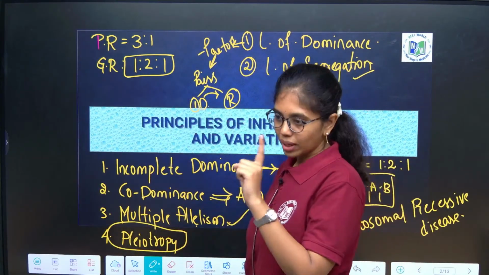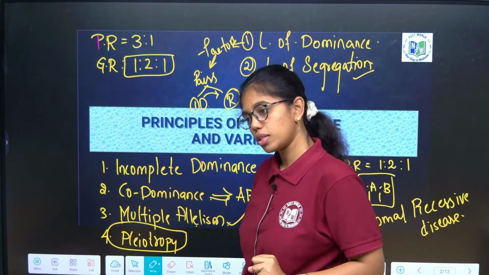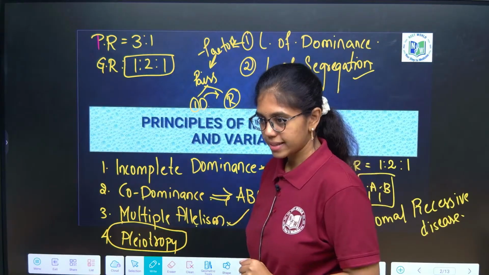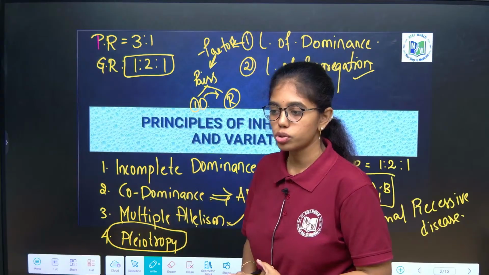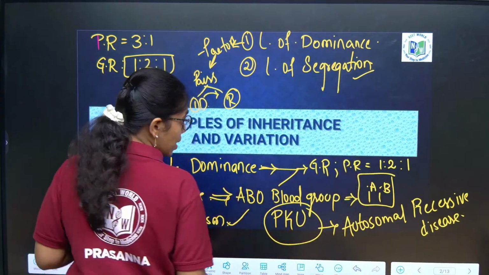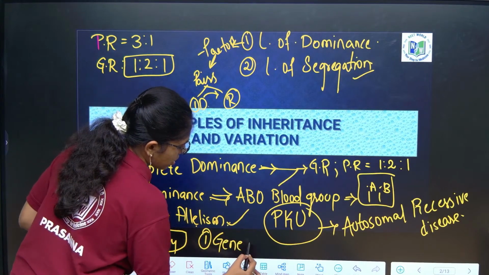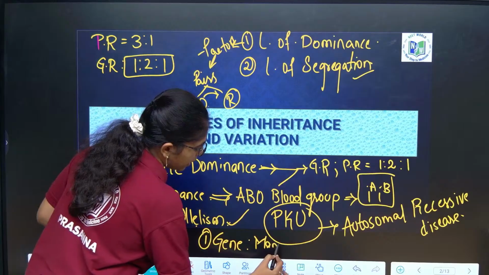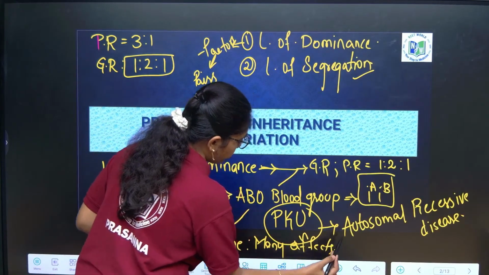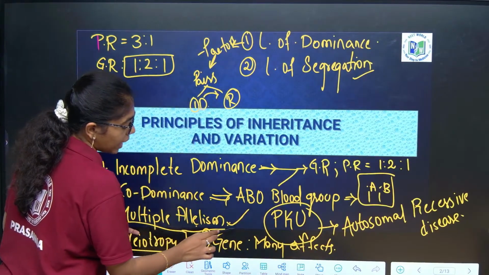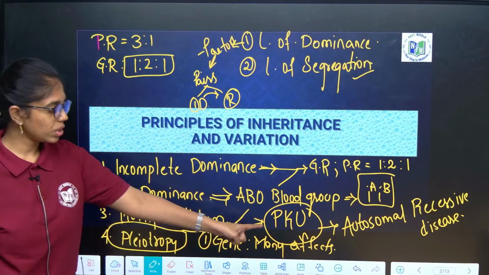Next, tell me what is pleiotropy. According to Mendel, one gene shows one effect, one gene one enzyme is the concept. But pleiotropy says that one gene showing multiple effects, or many effects, is called pleiotropy. So here, one gene, many effects. Phenylketonuria is an example of pleiotropy, wherein one gene is showing multiple effects.